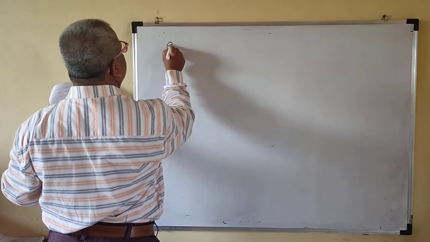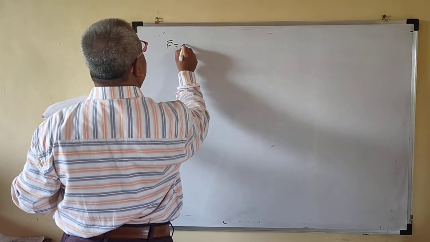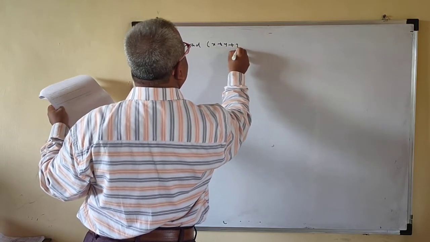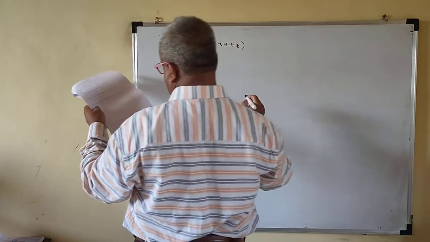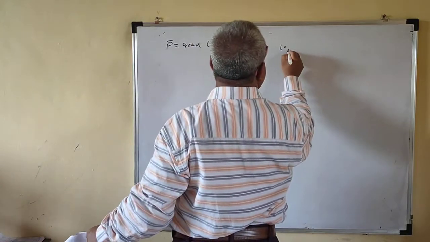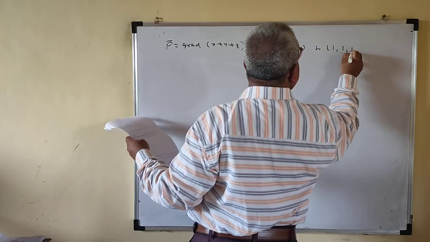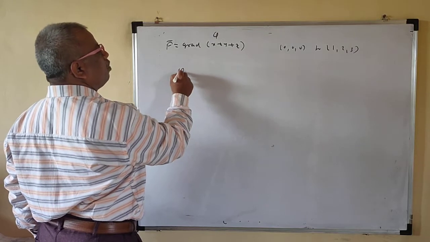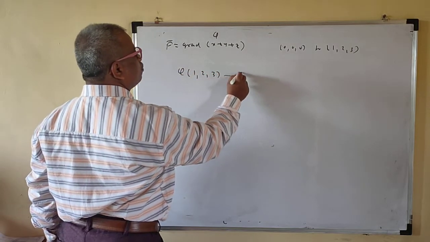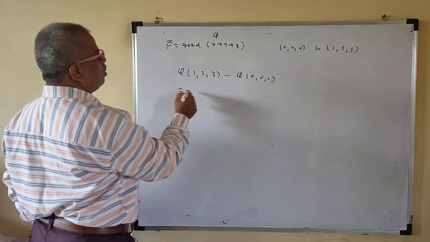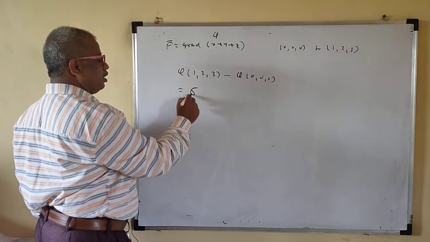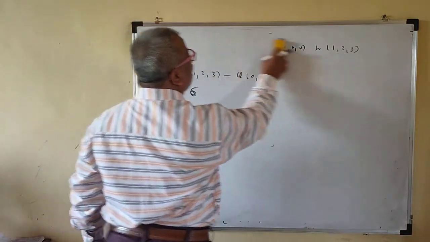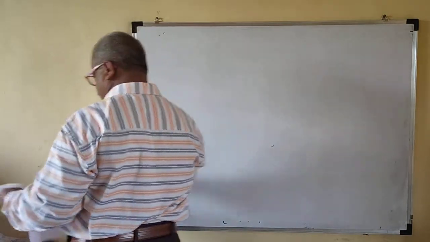So if F bar is equal to grad of (x + y + z), then the work done from (0, 0, 0) to (1, 2, 3) will be what? This is your phi now. So work done will be phi of (1, 2, 3) minus phi of (0, 0, 0). Okay, so 1 + 2 + 3 means 6. The answer is 6. This is the work done. So F bar is the same as the gradient of phi, that means the scalar potential function is provided to you.